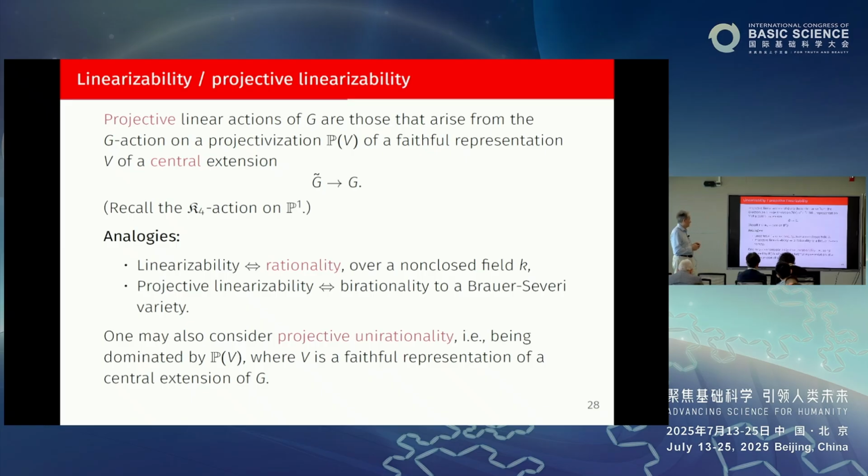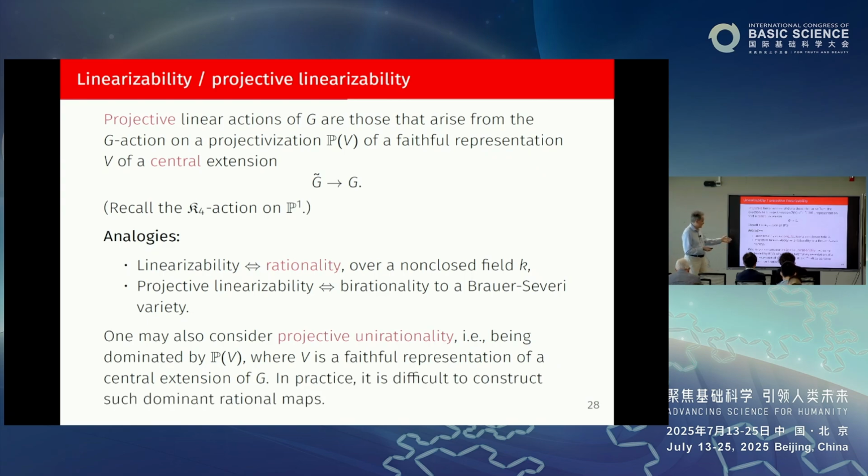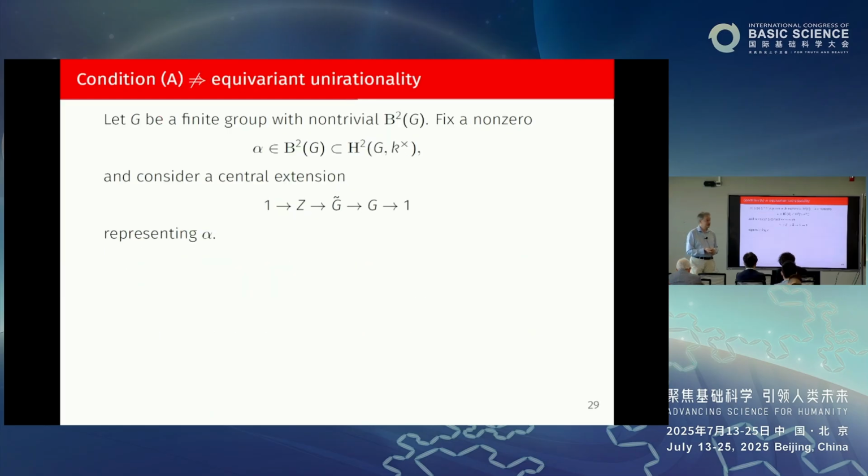So, projective unirationality, as you were asking, what does it mean? You are dominated by a projectivization of a faithful representation of a central extension. And as I just said, it's difficult to construct such things in practice. Now, let me give you the first example.